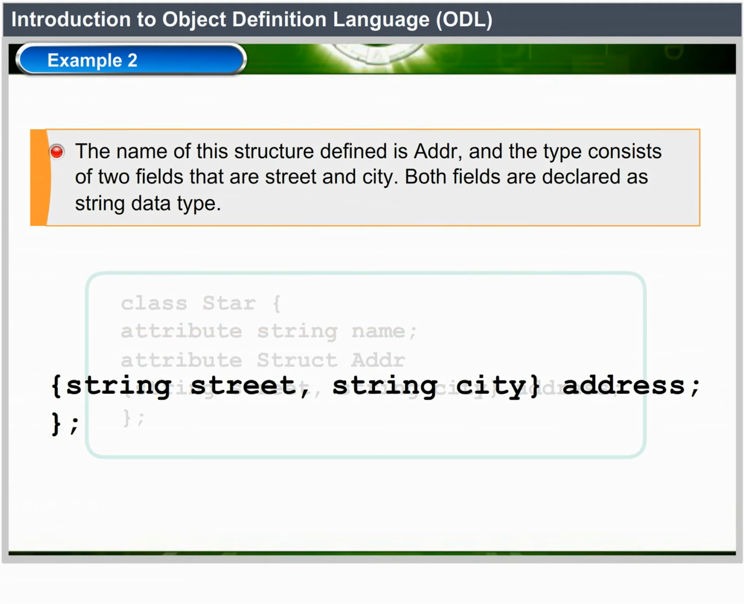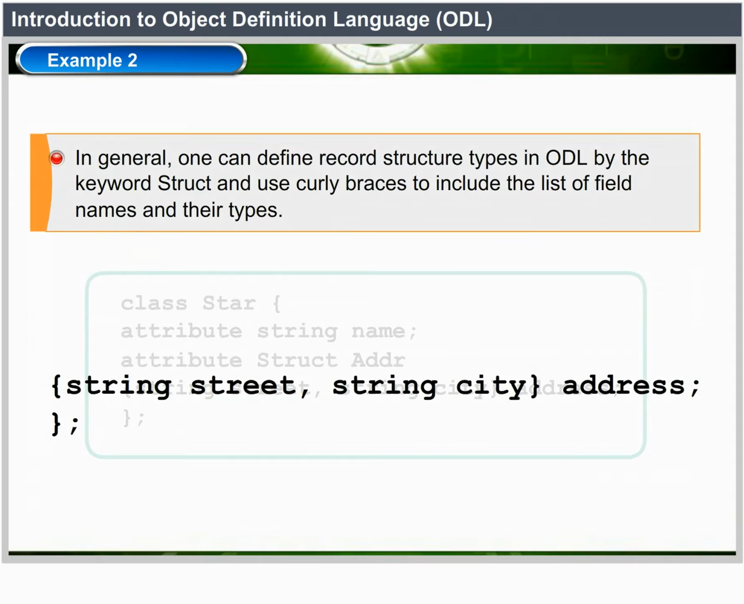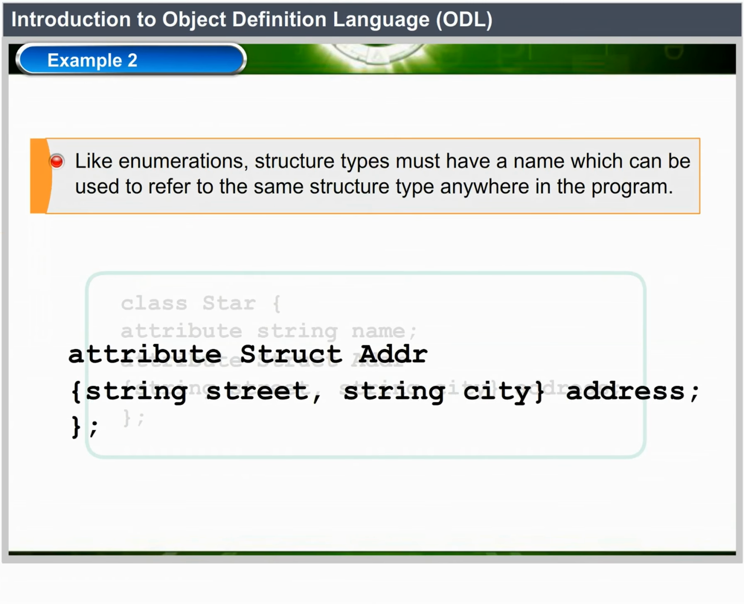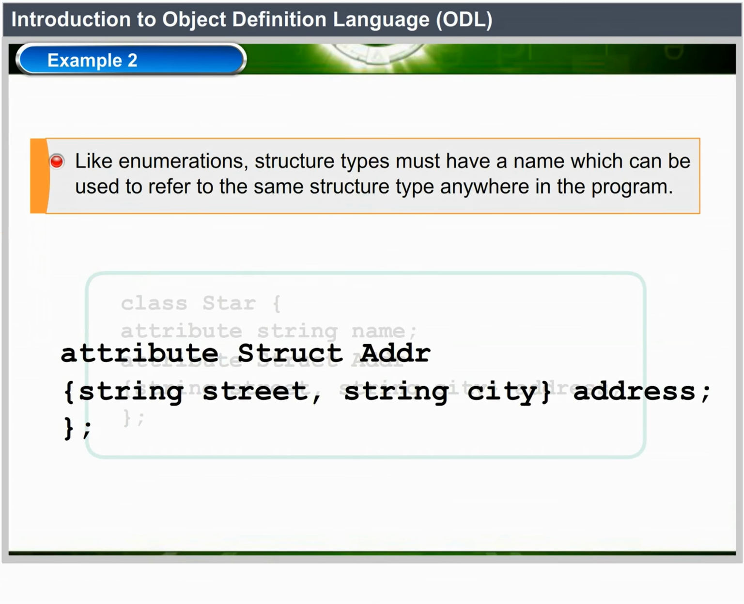Both fields are strings. In general, one can define record structure types in ODL by the keyword structure and curly braces around the list of field names and their types. Like enumerations, structure types must have a name which can be used elsewhere to refer to the same structure type.